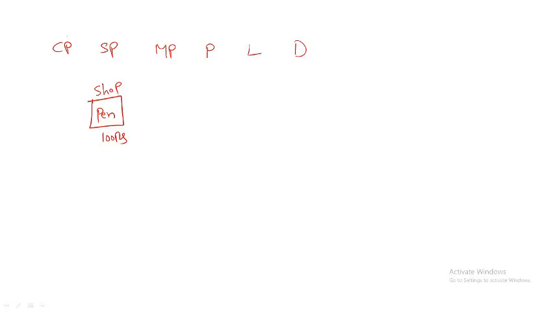Now what is this 100 rupees called? We can call it the cost price. This 100 rupees is called the cost price of the product, or the cost price of the pen. Now hope you understood what is meant by cost price. Cost price is nothing but the price at which you bought the product.